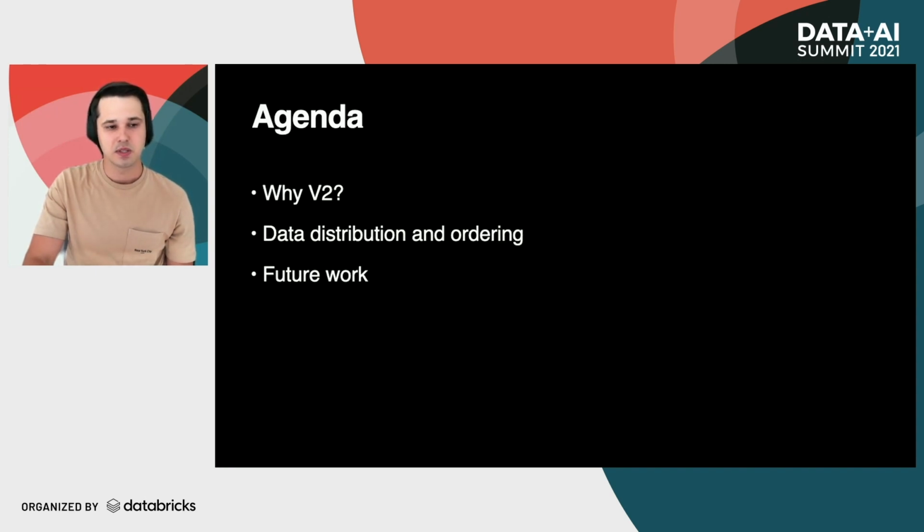Today, I'll start with the motivation behind the new data source V2 API. Then I'll move on to the main part of the presentation, where we will talk about why data distribution and ordering are so important and how connectors can control them. And at the end, I'll finish by outlining some remaining work.